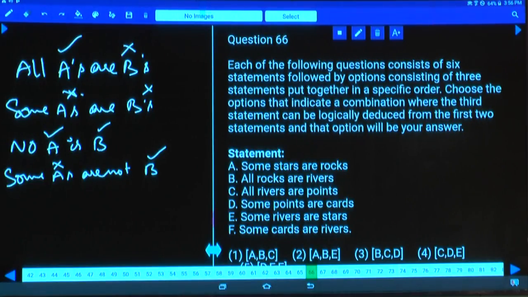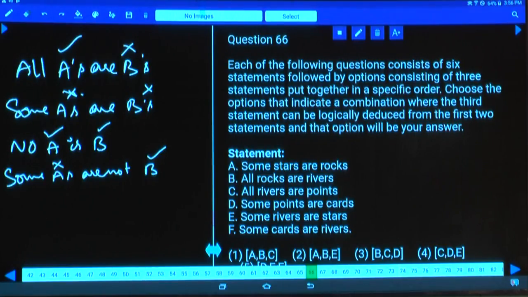All A's are B's, A is distributed but not B. Some A's are B's, neither A nor B is distributed. No A is B, both A and B are distributed. And some A's are not B's, A not distributed but B distributed. Clear?